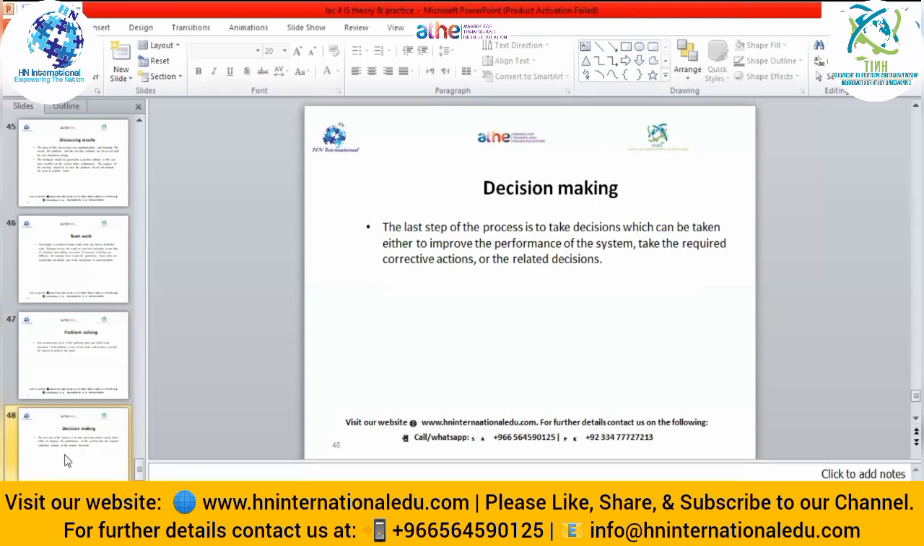Decision making: the last step of the process is to take decisions. Either we have to change the methodology, or set up training, or give guidelines, increase the manpower, or move towards machines. So for each and every step we have to take decisions. The last step of the process is to take decisions, either for improvement of the performance of the system, or to take the required corrective actions and related decisions.